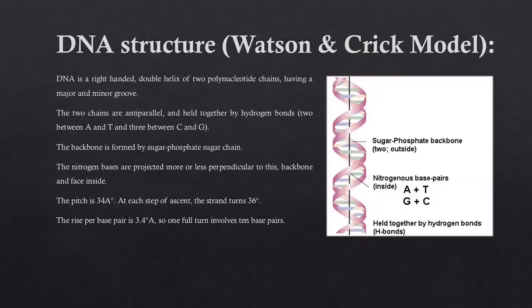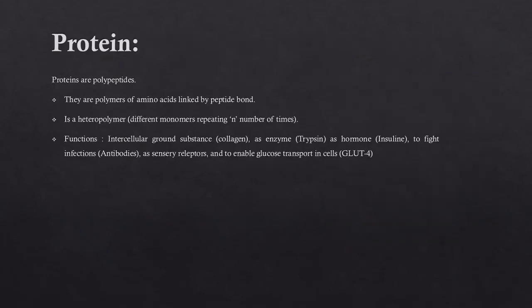So the backbone is actually formed by a sugar phosphate chain. And the nitrogenous bases are projected more or less perpendicular to this backbone, and they face inside. The next that we have to learn about, now we already learned the DNA structure completely with the Watson and Crick model. How did they propose the DNA structure? Now the next that we have to learn about is the protein.